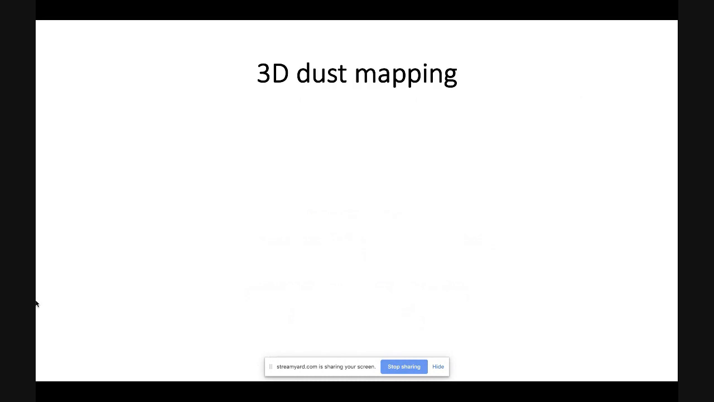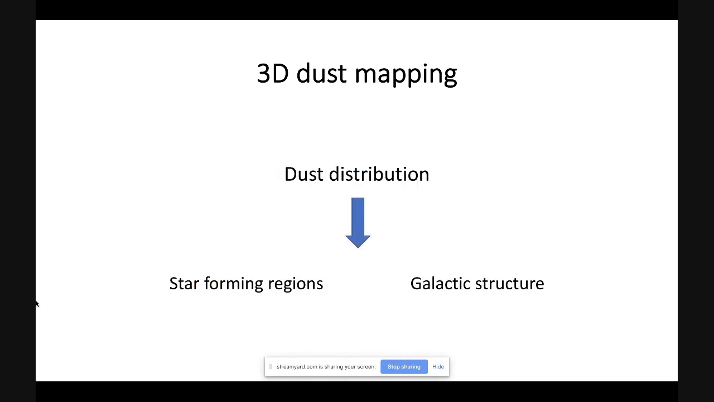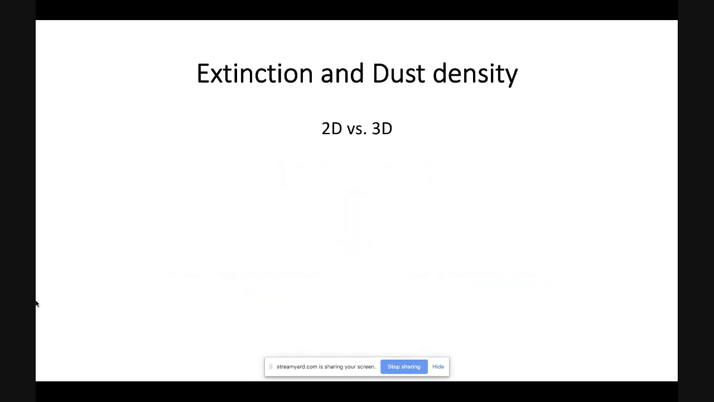Actually, studying the dust in 3D can tell us a lot of different information. In particular, if we know the distribution of dust in the 3 dimensions, that allows us to study the star-forming regions like Orion, for example, and also larger scale structures like the galactic structures and the spiral arms of the Milky Way. So before I proceed further, I want to make some points more clear.